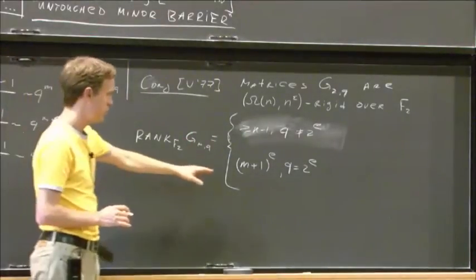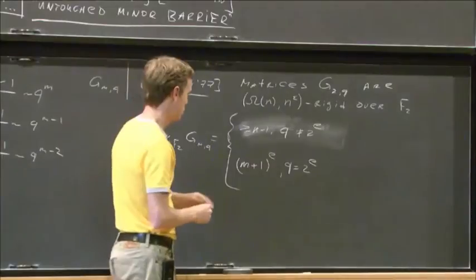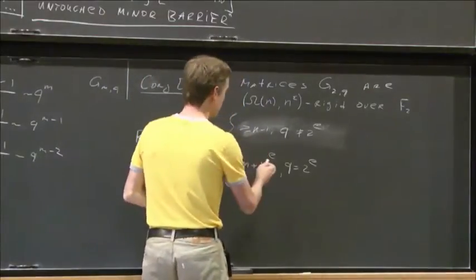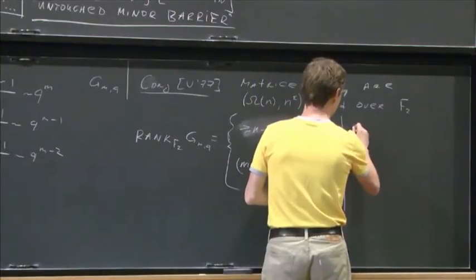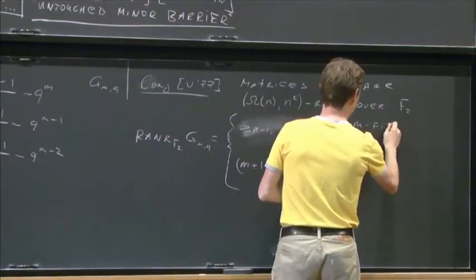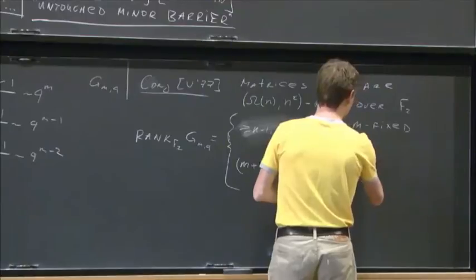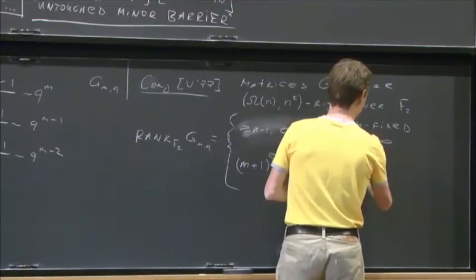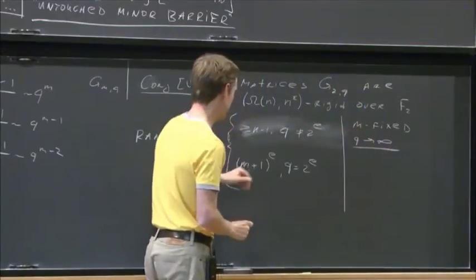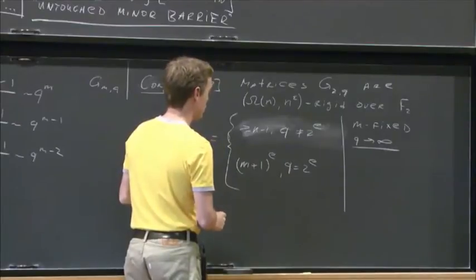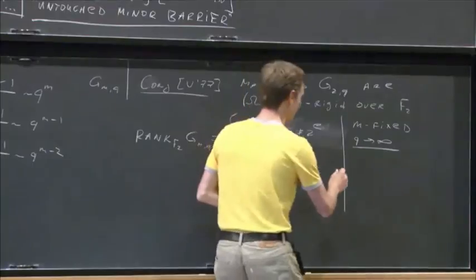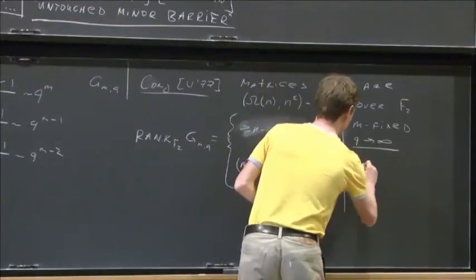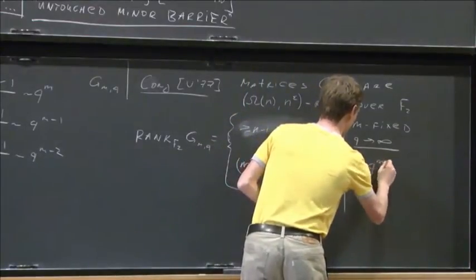So what is this quantity? We need to fix some asymptotics. We are thinking of m as fixed. We need an infinite family of matrices, and we think of q as growing to infinity. So then this (m+1)^e, how does that behave? Well, we have our n, which is roughly q^m.